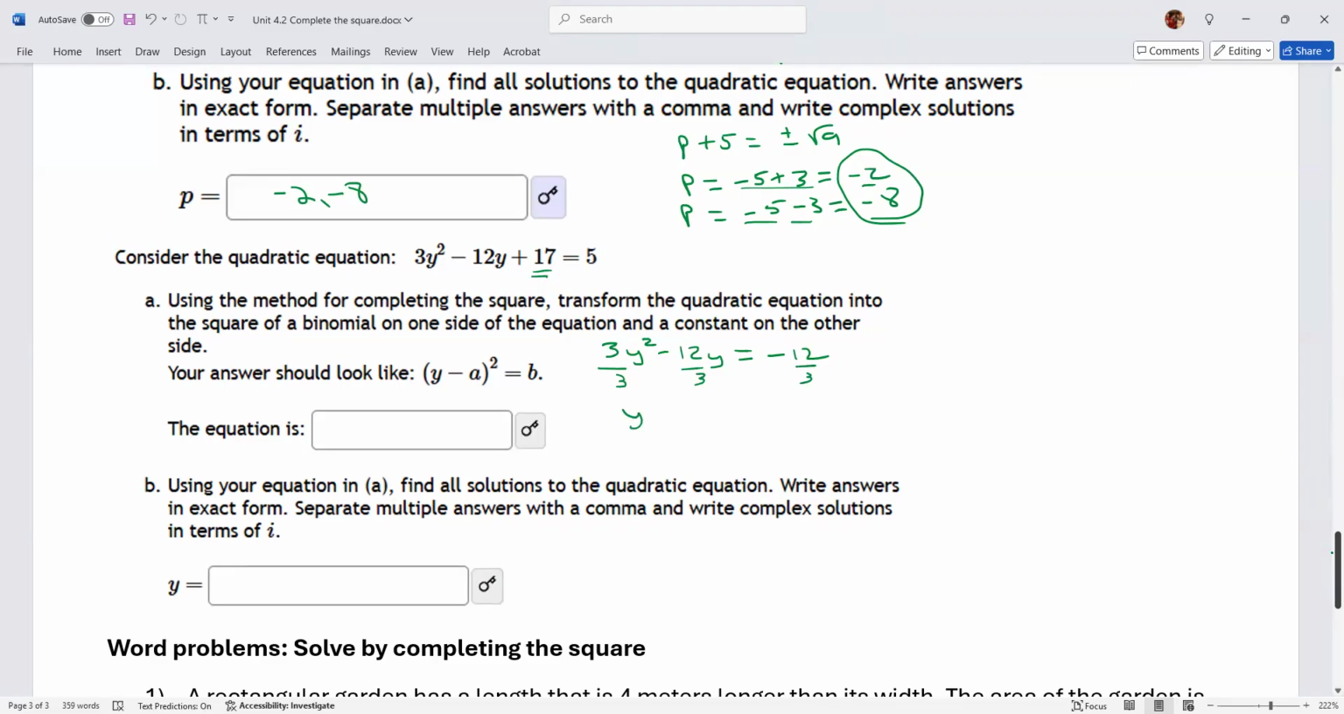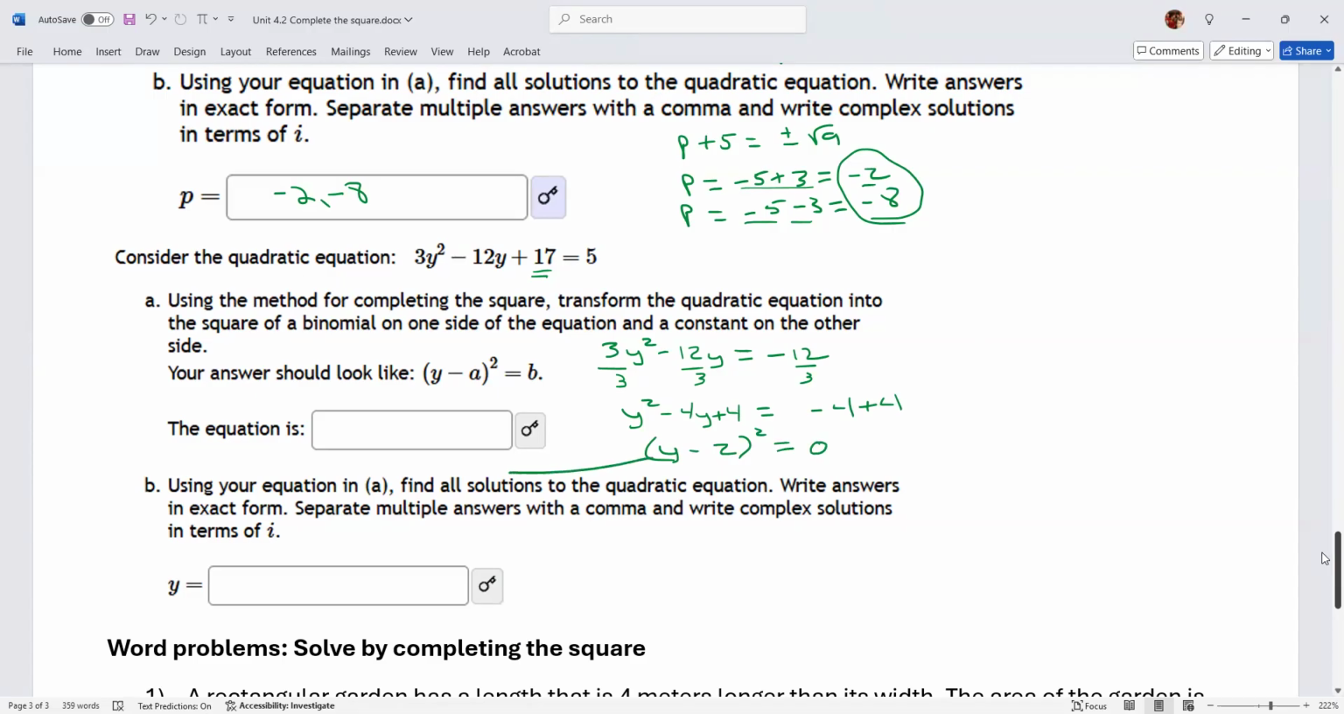That gives me y squared minus 4y is equal to negative 4. Now I can complete the square here. Half of 4 is 2. 2 squared is 4. So I'm going to add 4 to both sides. Then rewrite this as a perfect square. So this is (y minus 2) squared is equal to minus 4 plus 4, which is 0.